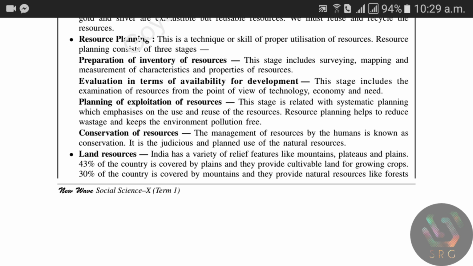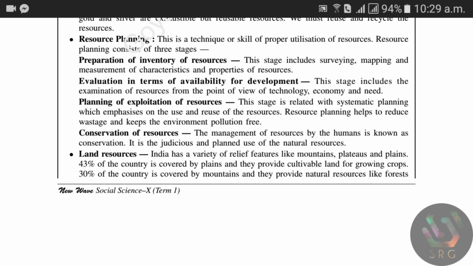India has a variety of relief features like mountains, plateaus, and plains. As I said, this is a CBSE board, which is precisely to be in India. But if you are from foreign countries, do ignore these lines. It's not about your countries, thank you.